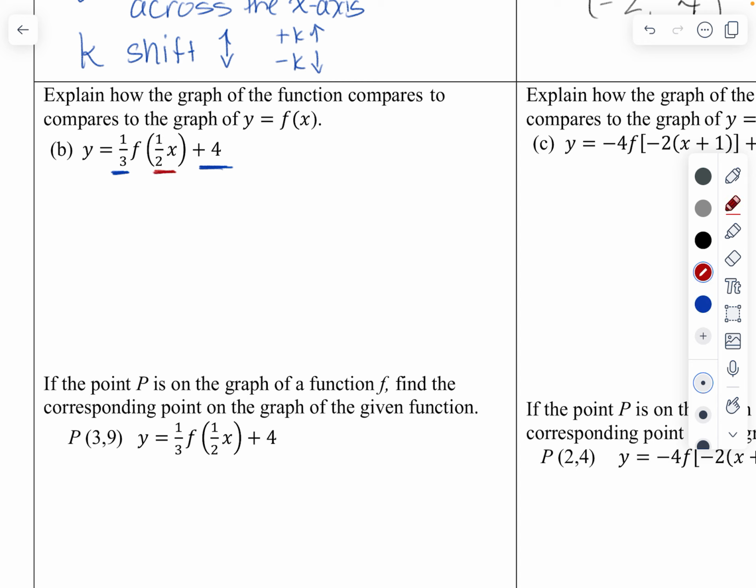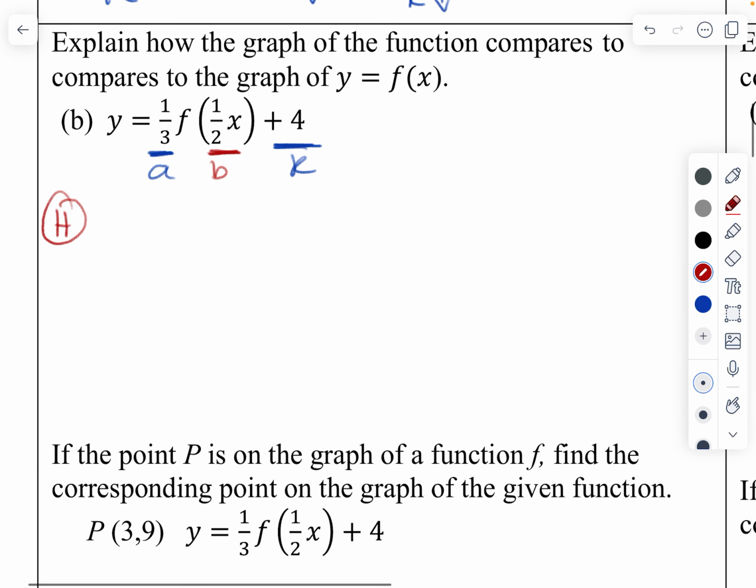And then you have a b term right here. So 1/2 of x, so that's your b term. So you have an a, you have a b, and you have a k. So let's start with the horizontal change, right? That would be b. So that is a horizontal. So we're going to do the reciprocal of b. So that would be times 2. So reciprocal would be times 2.